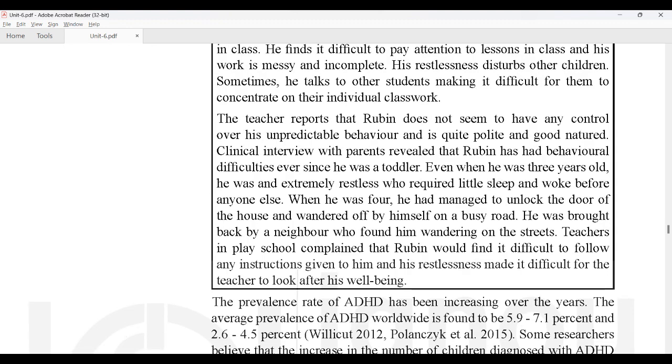He finds it difficult to pay attention to lessons in class, and his work is messy and incomplete. His restlessness disturbs other children. Sometimes, he talks to other students, making it difficult for them to concentrate on their individual classwork. The teacher reports that Ruben does not seem to have any control over his unpredictable behavior and is quite polite and good-natured.